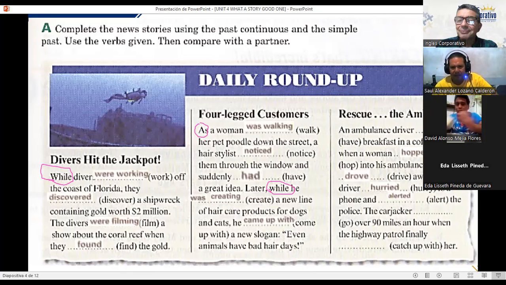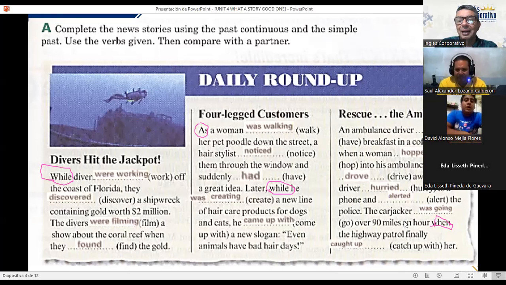Okay, so the carjacker went over 90 miles an hour. The carjacker was going. Why do we use was going? See the rest of the sentence. What is the word? When. Okay, just look quickly with your eyes. When, and then the first sentence has to be in the past continuous. So the carjacker was going over 90 miles an hour when the highway patrol finally caught up with her.